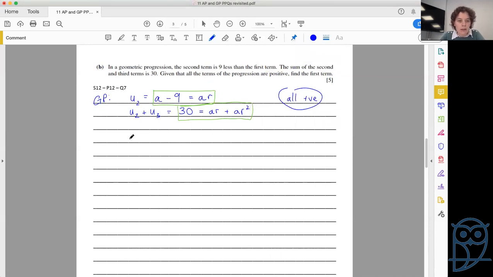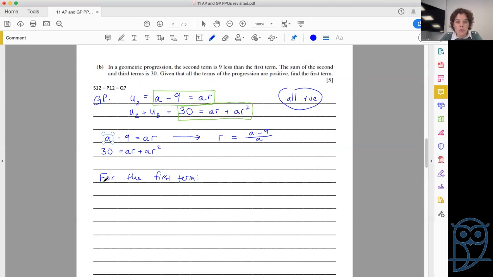We are going to get our brains straight first. We have A minus 9 equals AR. And we have 30 equals AR plus AR squared. Right, so let's have a think about it. It's all a bit ugly, really. But this one we can go relatively straightforward to: R equals A minus 9 over A. So then we can substitute in and we can calculate for the first term.